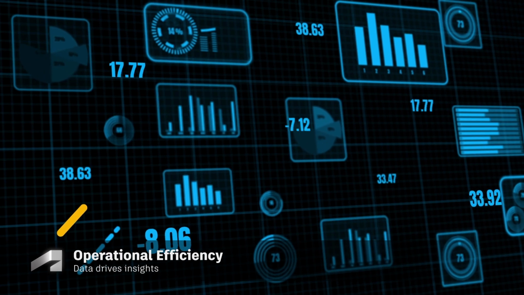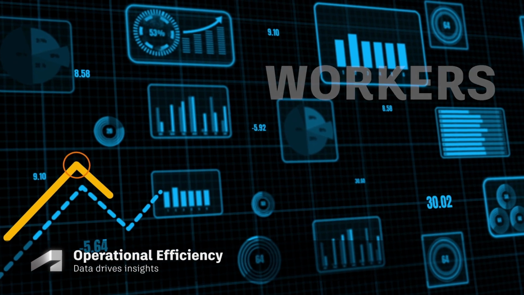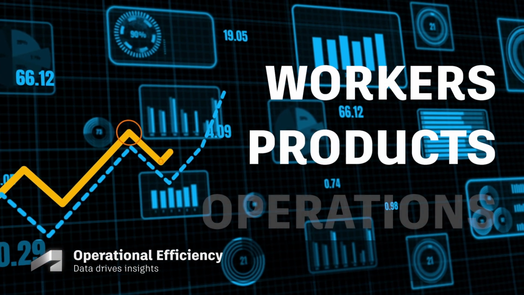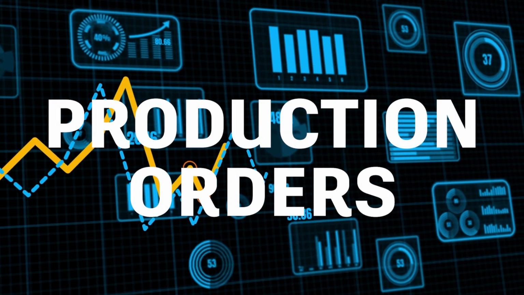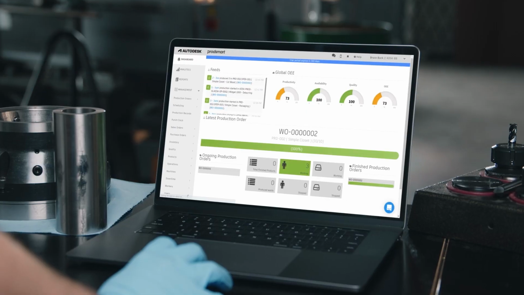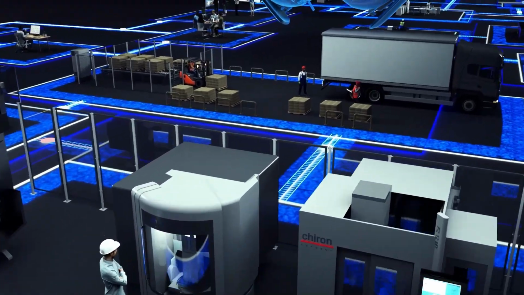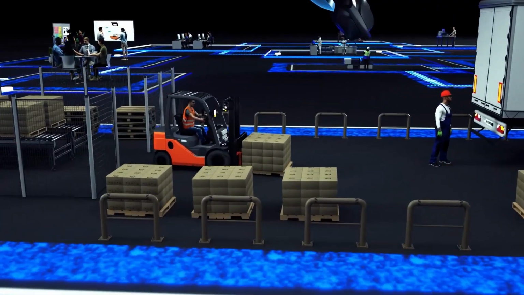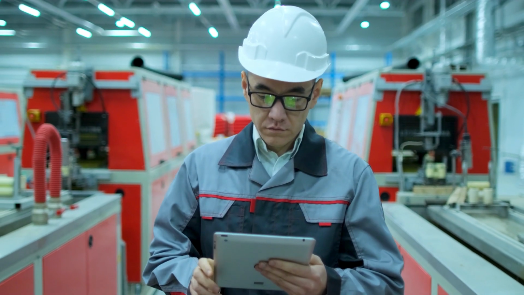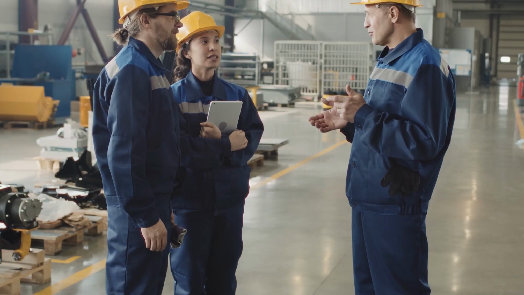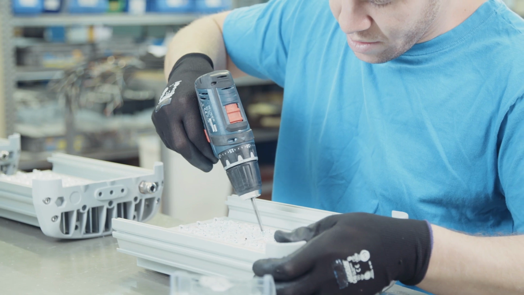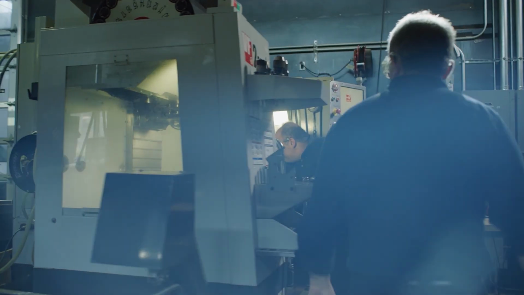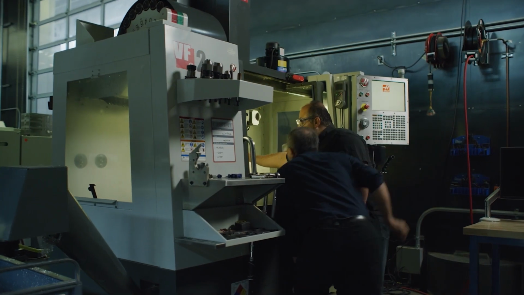Data drives insights. So, now that we have defined the workers, products, and operations, you can now create production orders and begin seeing in real time how well you're able to execute on your production plans. Remember, the goal here is to provide visibility and insights into the areas that spreadsheets and whiteboards can't. So, here are the areas to focus on and prioritize for your initial setup.